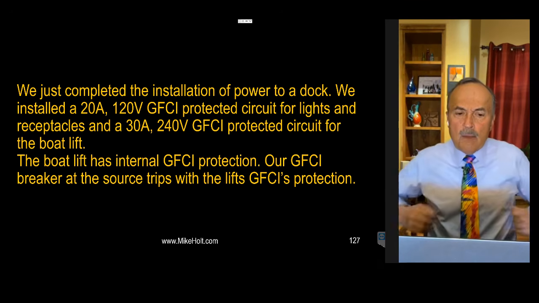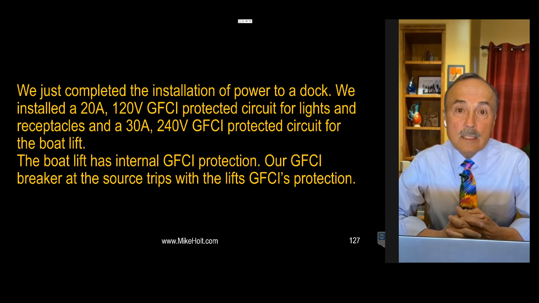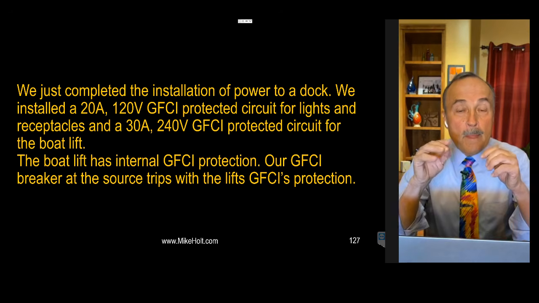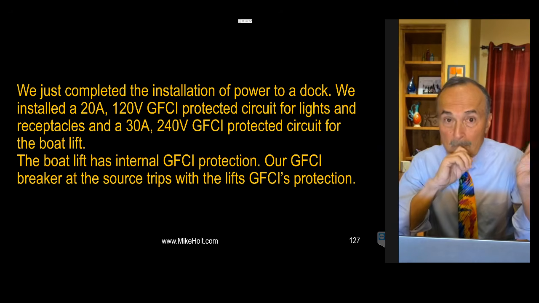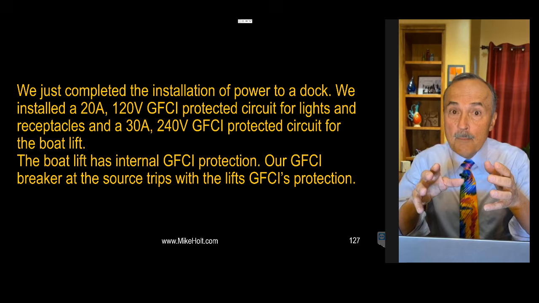So now, here's the question. He says, Mike, we just completed the installation of power to a dock. We installed a 20 ampere 120 volt GFCI protected circuit for the lights and receptacles, and a 30 ampere 240 volt GFCI protected circuit for the boat lift. The boat lift has internal GFCI protection. I didn't know that. Our GFCI breaker at the source trips when the lift's GFCI protection is part of the circuit. They ran wires, 30 amps, 240 volts, and connected the boat lift. The boat lift has internal GFCI protection. I did not know that.